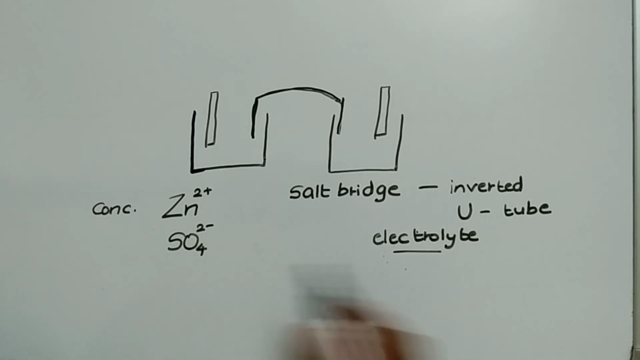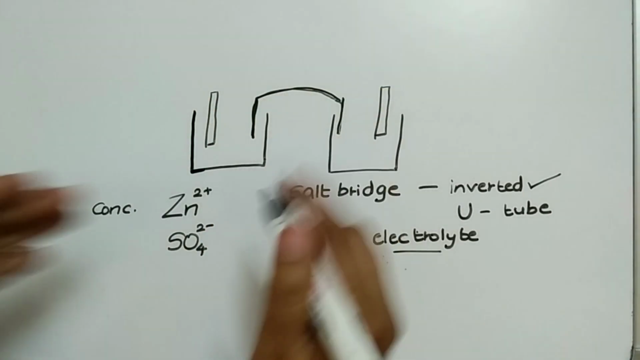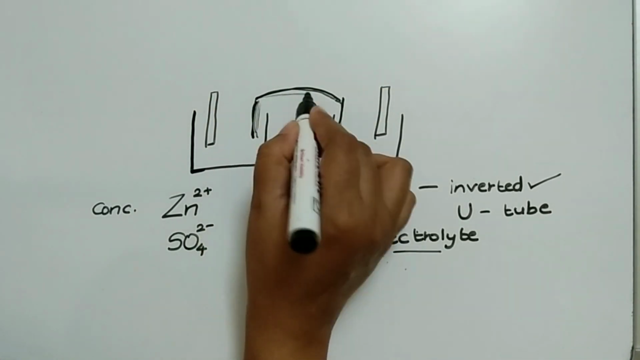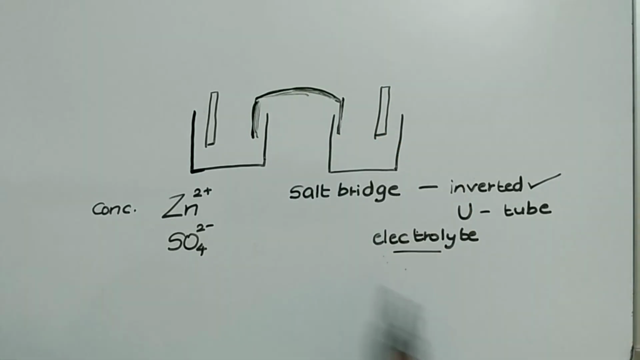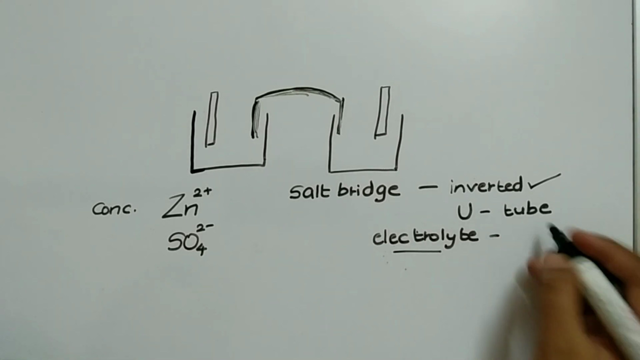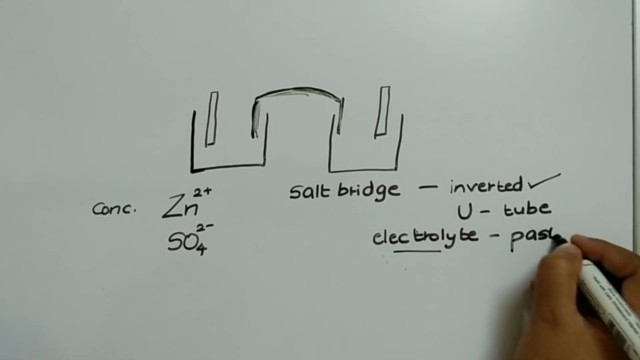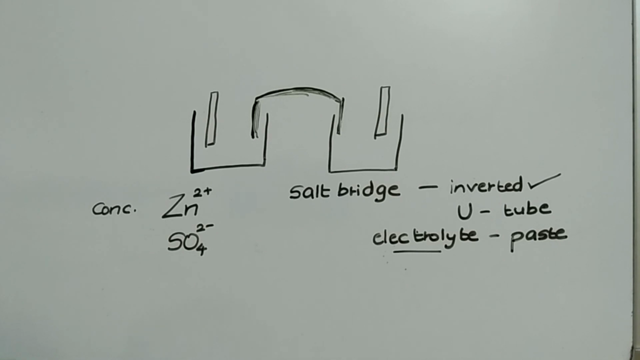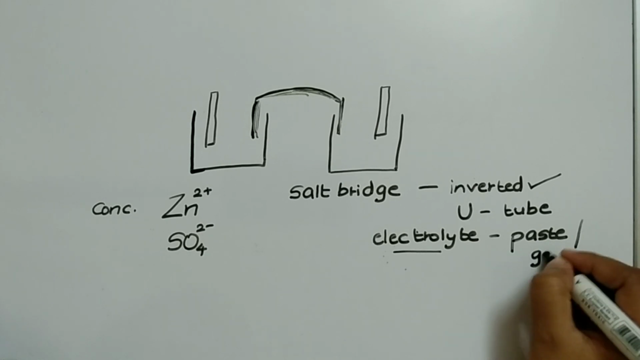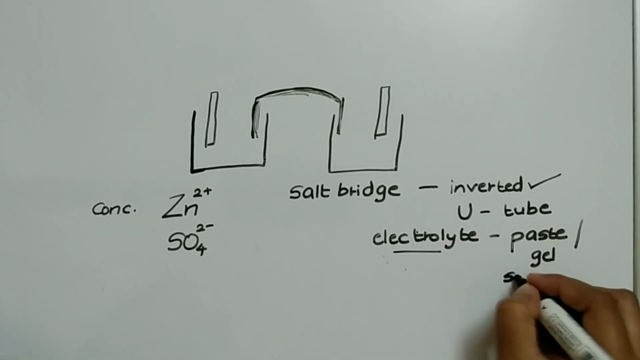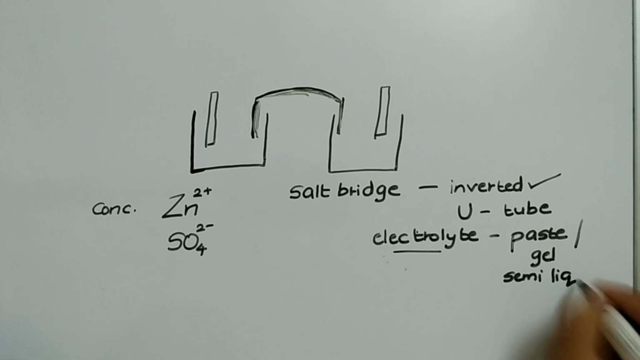Now, inside the salt bridge, an electrolyte is filled. Correct? Now, this electrolyte has to be in the gel form or in the paste form. Or we can say it is in the semi-liquid form. Because it is inverted. Right? If we fill it in the liquid form, it will fall down immediately. So we fill it in the paste form, gel form or semi-liquid form.